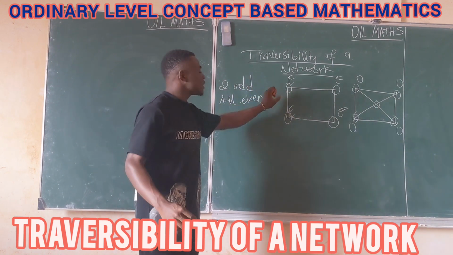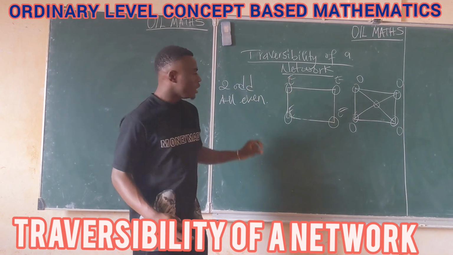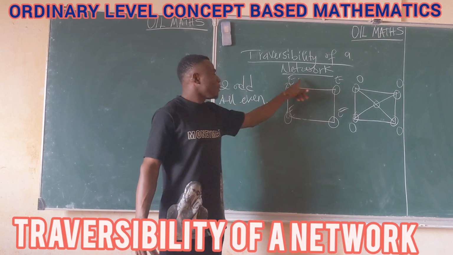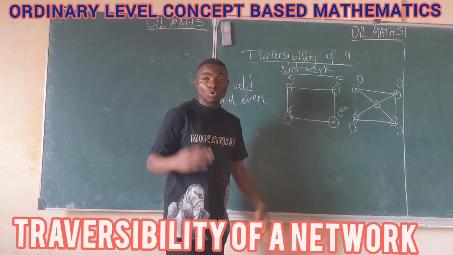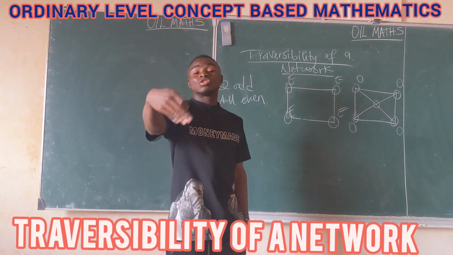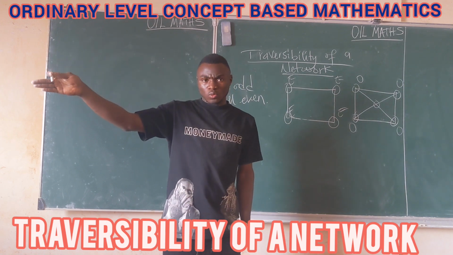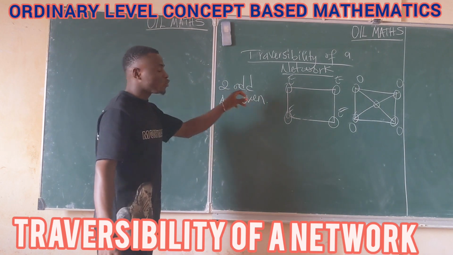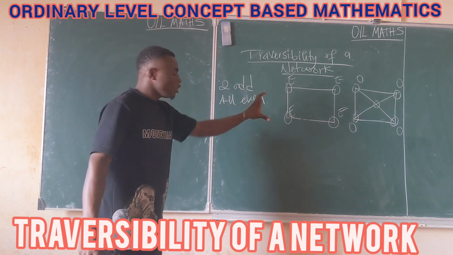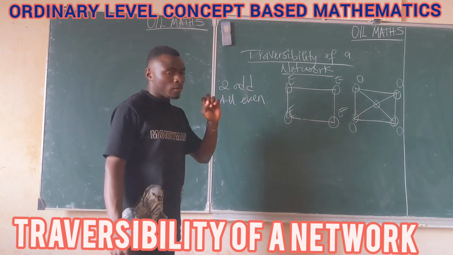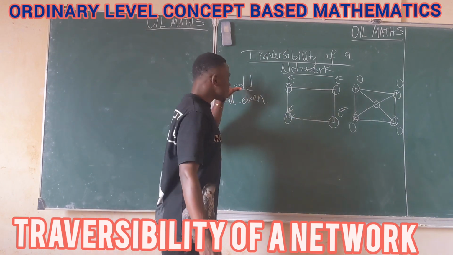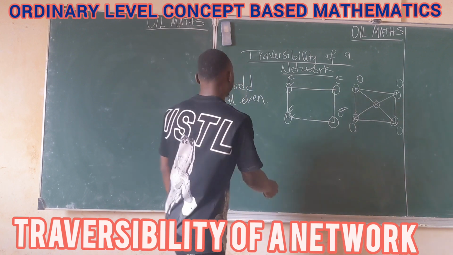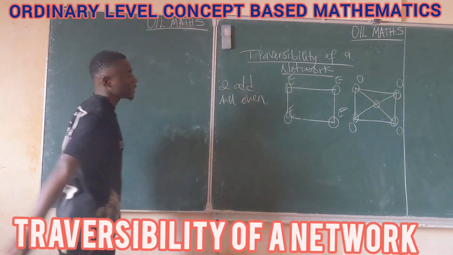So a network can be traversable; generally, it is a general principle. If you can start from this point and trace through the network and come back to the starting point without repeating a certain node twice, then you can say that that network is traversable. That's another method you can use. But in summary, for a network to be traversable, you have two odd nodes, or all the nodes should be even. That's it. But if it has more than two odd nodes, it is not traversable. Okay? So that's the concept of traversability of a network.